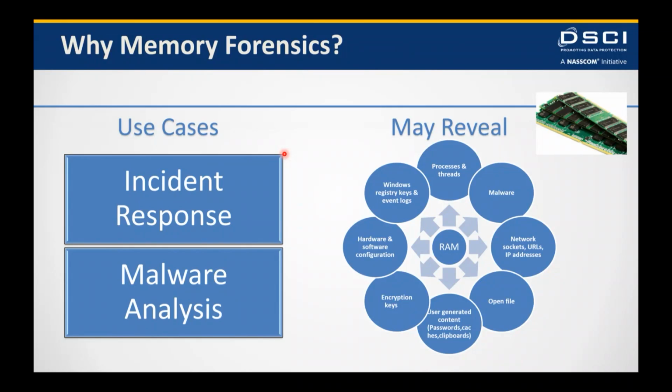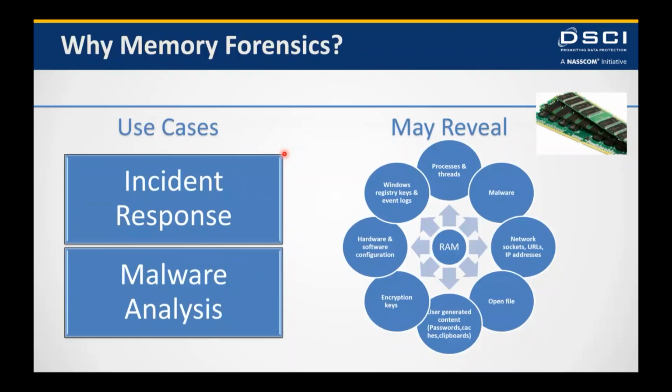So let us see what it reveals. One is the processes and threads. Threads are the process objects which help in running the process. Then the malware, network sockets, URLs. We shall look into these network traffics and the connections in that case study. Then you have URLs, IPs, and we can get the open files. As I told you, on the disk the file may be packed, but once you run that packed file, it will unpack in memory and we can easily identify and detect it. Some of the passwords, clipboards, encryption keys we can identify. Hardware and software configurations, which are in the registries, we can identify. Then registry keys and event logs can be captured from the memory dump using these memory forensic techniques.